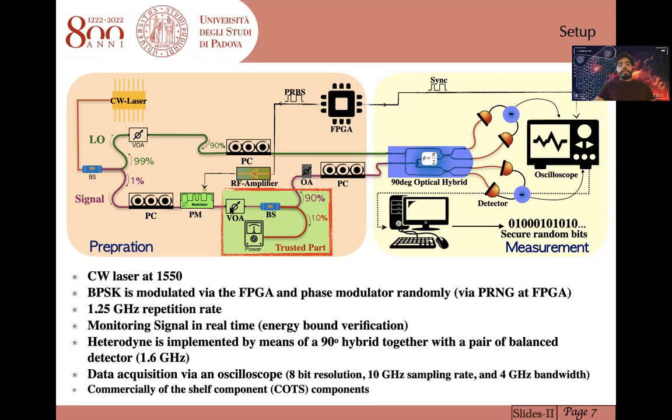On the measurement side, heterodyne detection is implemented through a 90-degree optical hybrid together with a pair of balanced detectors at 1.6 gigahertz bandwidth. The data acquisition is made with an oscilloscope with 10 gigahertz sampling rate, and then the data is transferred to a computer for post-processing and randomness extraction. It should be noted that we only use commercial off-the-shelf components for this experiment.